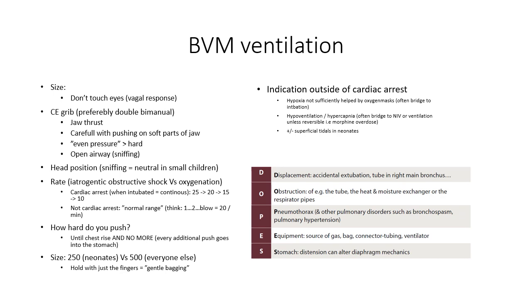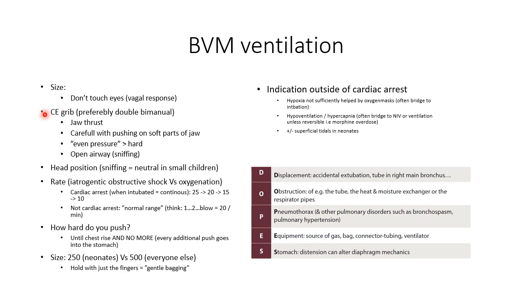All right, so how do you do it? Well, the size of the mask is important in children. It should not touch the eyes or the orbits, the medial aspects of the eyes. You should not touch those, because if you press on those, they may become vagal. So that's not a good thing.